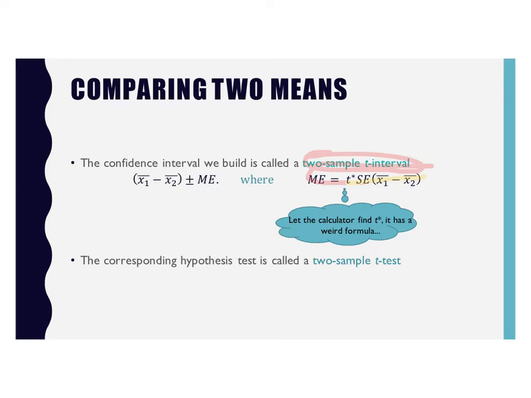Now, to find the t star of the difference of 2 means is a very complex formula. So you could use what's called the conservative approach if you like using the chart, and you would take one of the 2 samples and use that degree of freedom. Otherwise, you can just run the interval or test in the calculator and it will give you the degrees of freedom. The corresponding hypothesis test is called a 2-sample t-test.